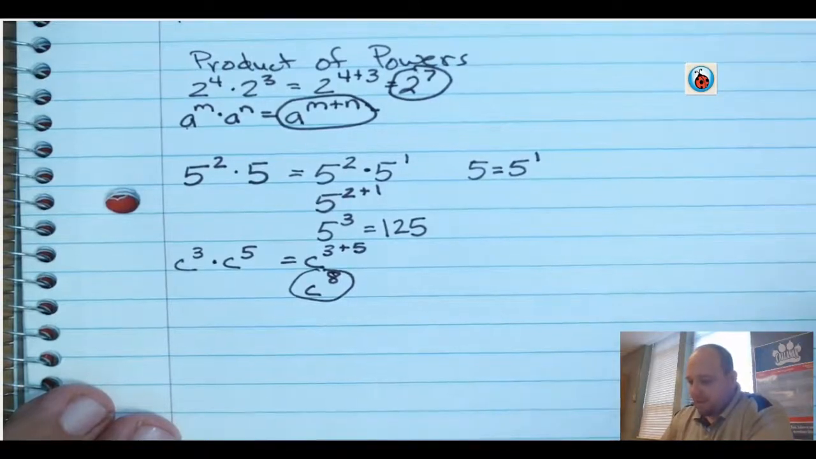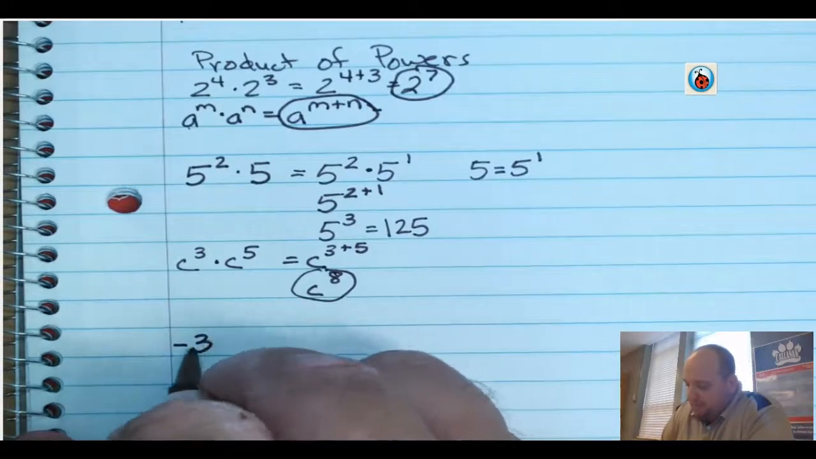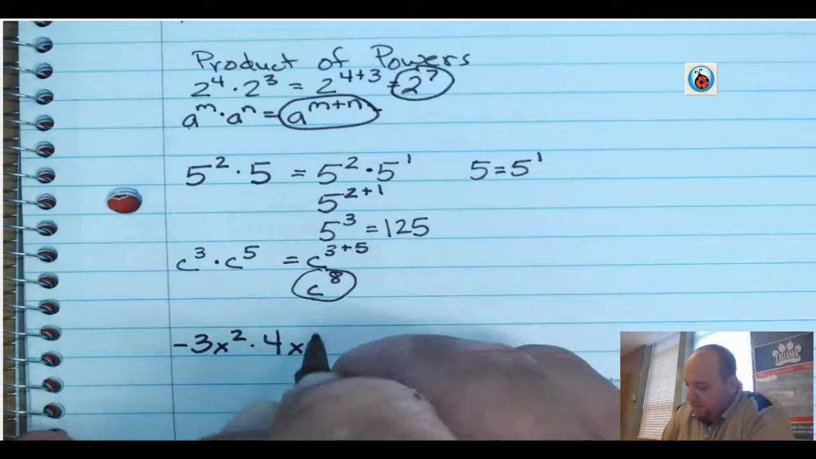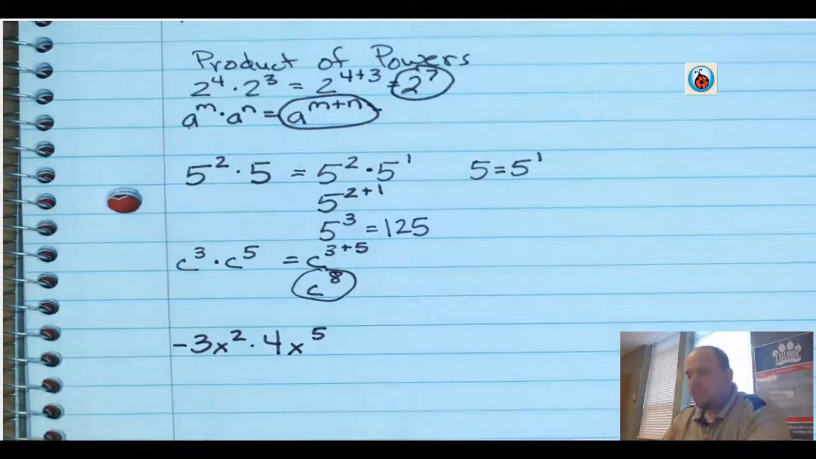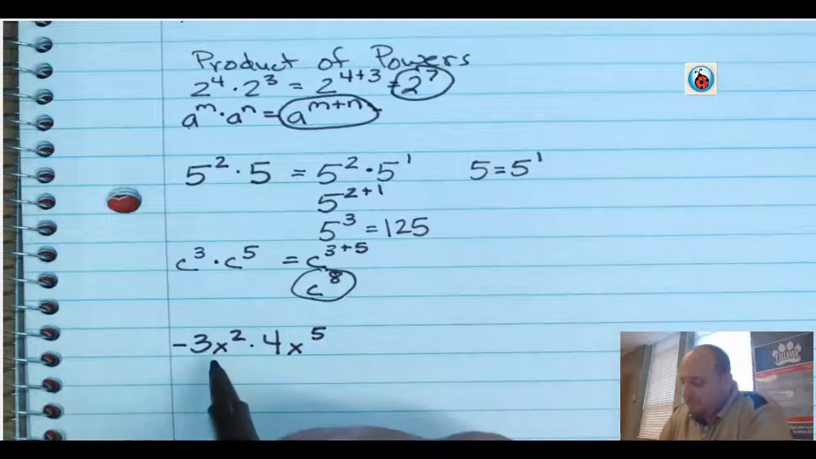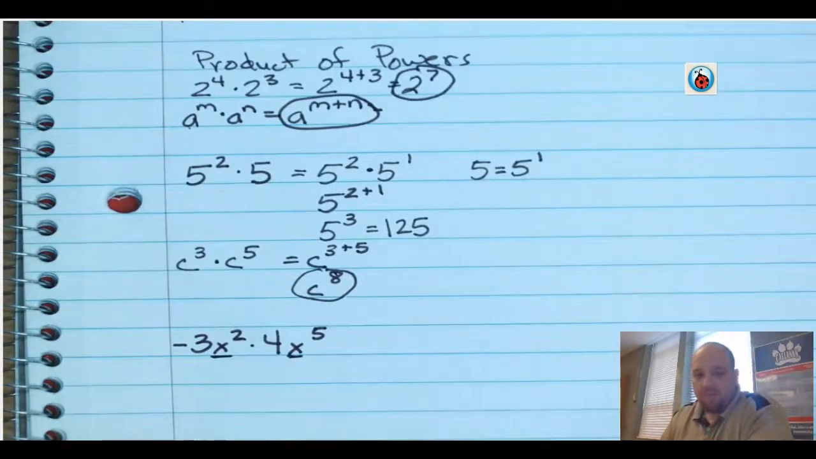One last example that I want to show you is kind of tricky. I have negative 3 x to the 2nd times 4 x to the 5th. The base would be the number or letter attached with the exponent. So in this case, here are the exponents 2 and 5. So the base in this case is x, not negative 3 and 4. So again, the base is x.